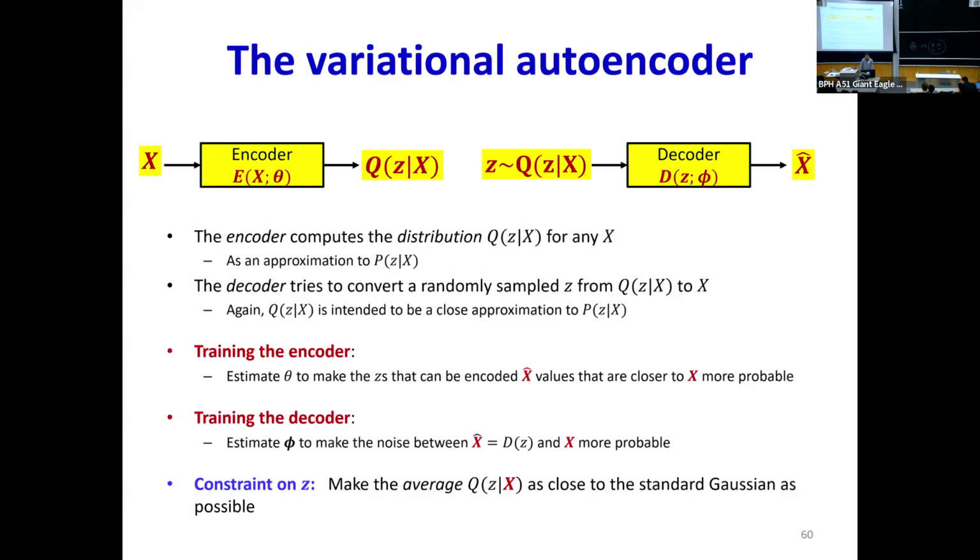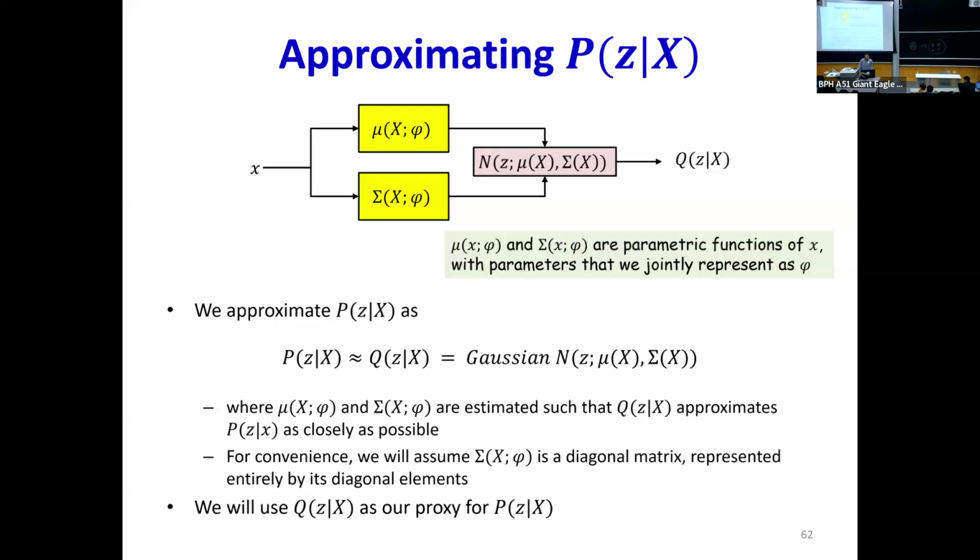We have the additional constraint that the average Q of Z given X over all training instances is as close to the standard Gaussian as possible. And what is Q of Z given X? Going by the principle that we just saw, we're going to assume that it's a Gaussian. Once I decide that Q of Z given X is a Gaussian, now it has a functional form. It has two parameters, a mean and a variance. And all I need to do is to estimate the mean and the variance of the Gaussian, and I'm done. So the encoder now is computing two terms, the mu and the variance sigma, and Q of Z given X is basically a Gaussian with this mean and this variance. So this is how we compute Q.